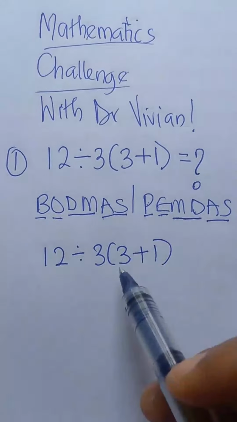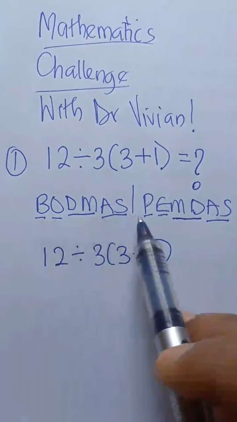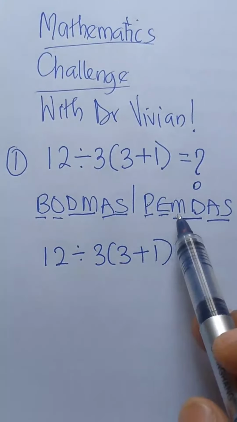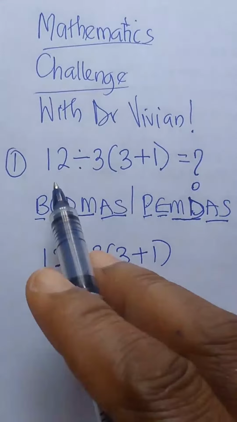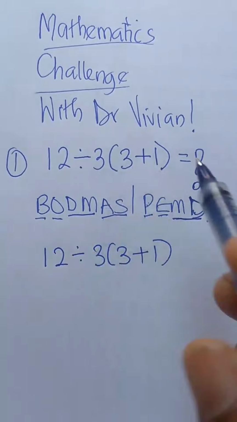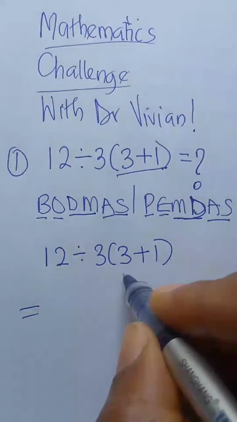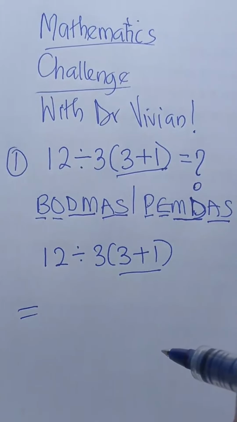Okay, now let's solve. The first thing we have here is brackets, parentheses. So yes, PEMDAS. This is PEMDAS. So first you start with brackets and parentheses. So start from here. So this is equal to, start from here.